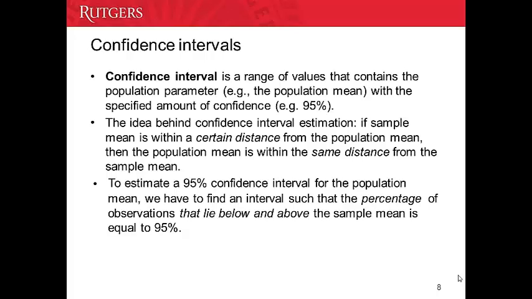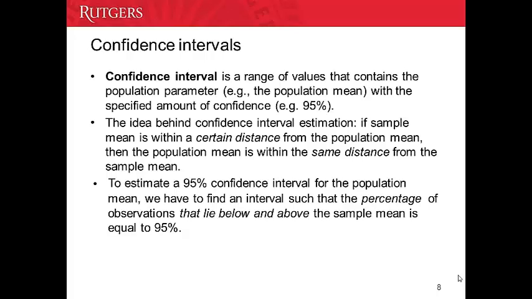And how do we estimate the interval? The idea for confidence interval estimation is that the sample mean is within a certain distance from the population mean, and also the population mean is within the same distance from the sample mean.